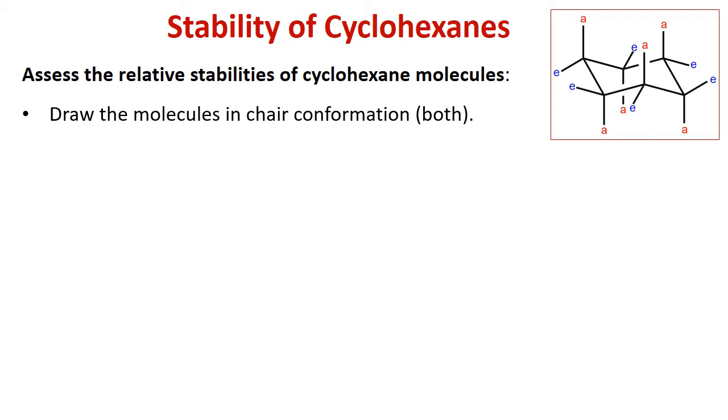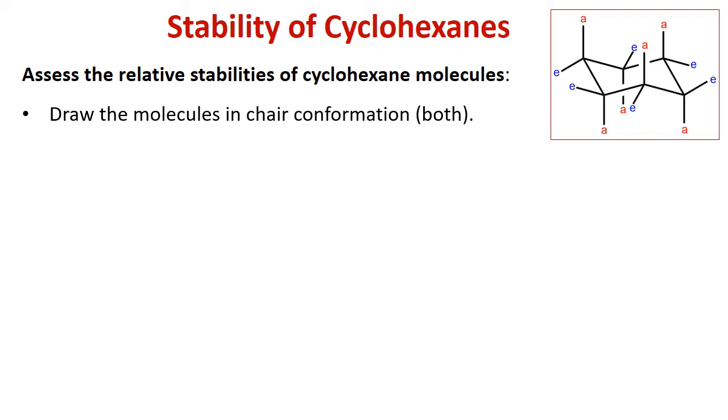Notice how each carbon, when a cyclohexane is drawn in its chair conformation, has two substituents. One of these is called the axial substituent, labeled by an A in this picture. The other substituent is called the equatorial substituent, and it's denoted by an E in this picture.